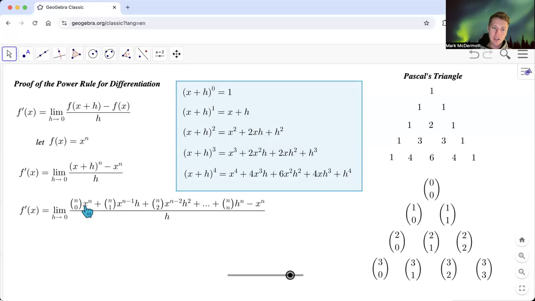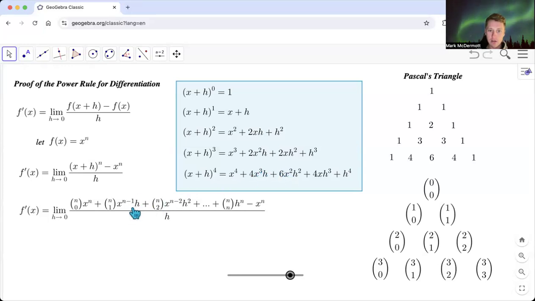Then you're going to get x to the power of n, because remember, your x value starts with the highest power. For example, (x + h)³, you start with x³. Then you move along your Pascal's triangle. So then it's going to be n choose 1. That's always in the second position. As you move across your triangle, we're now at n choose 1, multiplied by x to the n minus 1. Remember, all the x powers decrease by 1 each time: x⁴, x³, x², and so on.